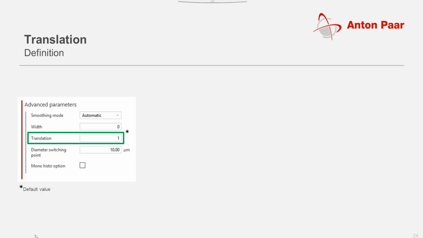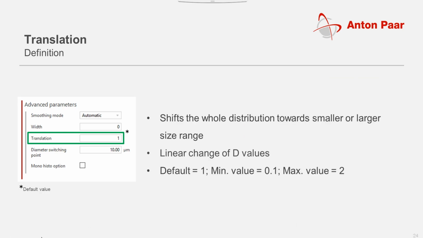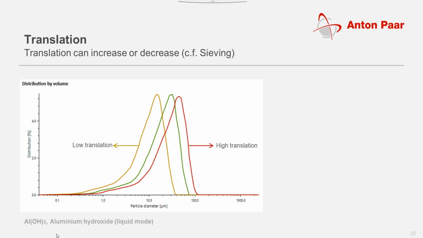Below the width in the same window, you will find the translation. This option will shift the whole distribution towards smaller or larger size range. The change of d-values is linear. Default value is 1, and it can reach a minimum of 0.1 and a maximum of 2.